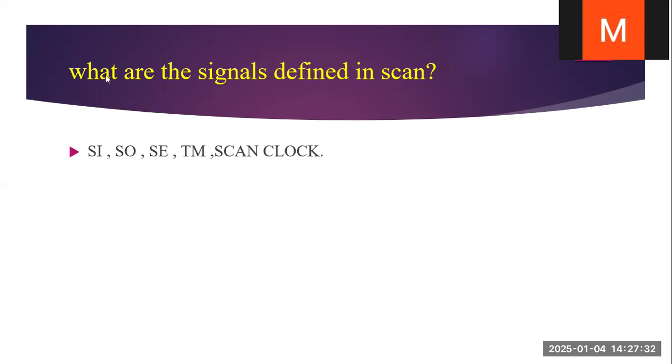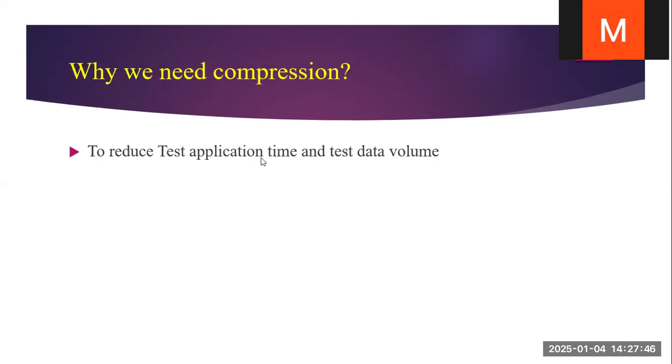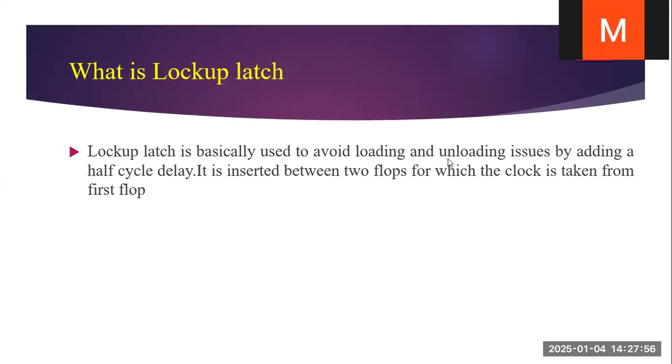So my first question is, what are the signals defined in scan? We can define scan input, scan output, scan enable, test mode signal, and scan clock. Next question is, why do we need compression? To reduce the test application time and test data volume, we need compression.